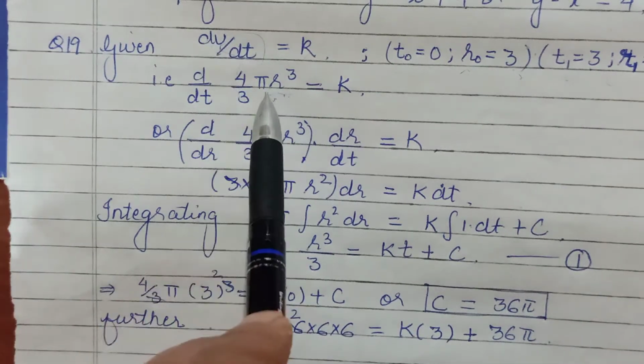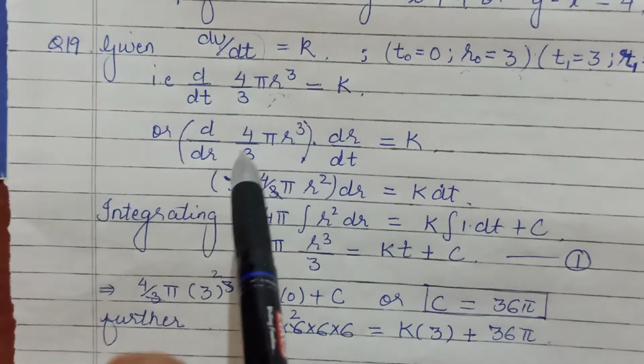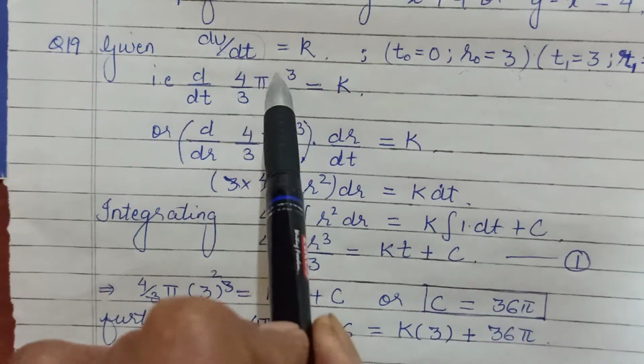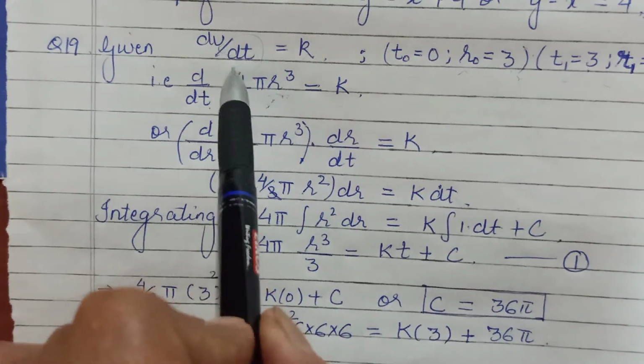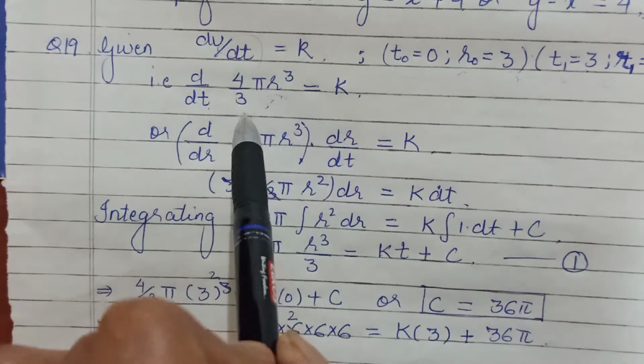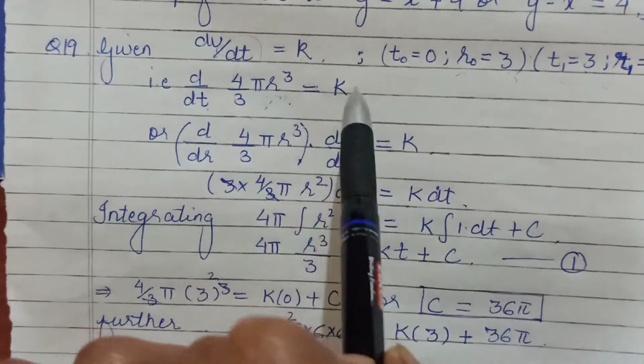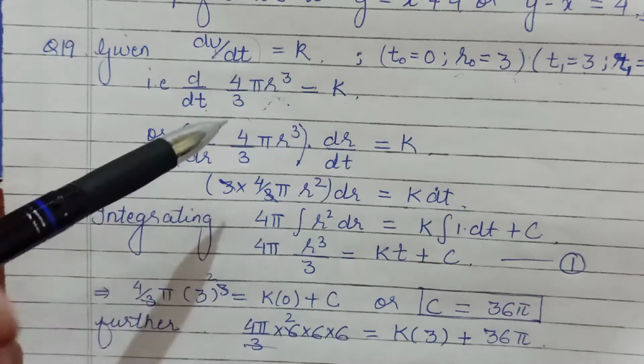So we have put the V formula, right? Now this expression is in terms of r, and we have to differentiate it with respect to t, because it was dV by dt. So d by dt of V is 4 by 3 pi r cube. Any confusion?